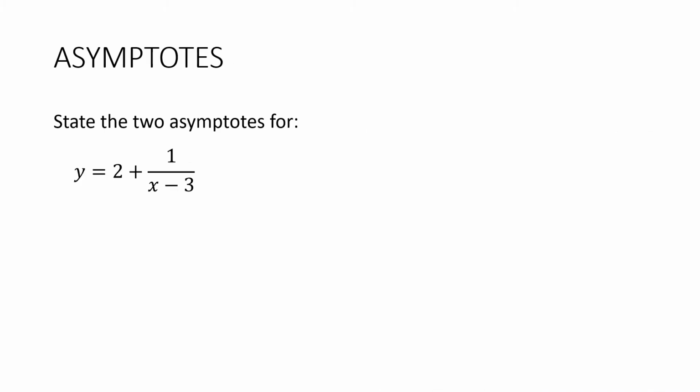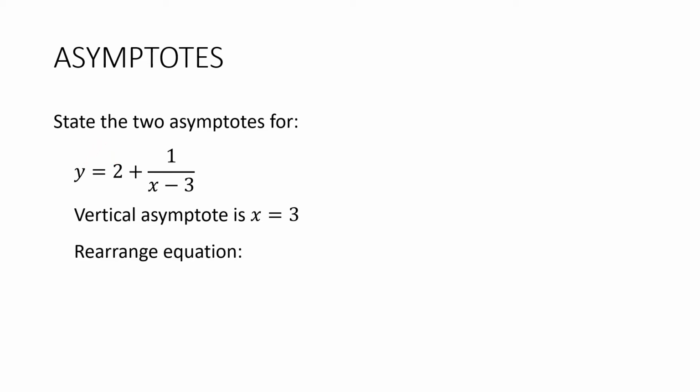Let's have a look at a harder question. State the two asymptotes for y is equal to 2 plus 1 over x minus 3. And the vertical asymptote is very easy. We're just looking for the denominator. X minus 3 can't equal 0. So x can't equal 3. That's our vertical asymptote.